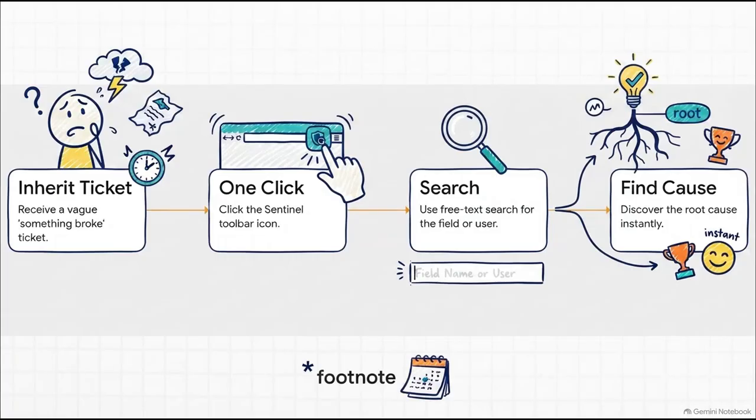Let's actually walk through a rapid day-in-the-life scenario for a RevOps professional. Step 1. You inherit a vague, panicky, something broke ticket from a user. Step 2. Instead of clicking through endless nested setup menus, you just do one single click on the Sentinel toolbar icon. Step 3. You use a simple free text search for the affected field or user. And step 4, you find the root cause instantly. A process that used to be a major disruption to your day is now just a minor footnote in your morning.